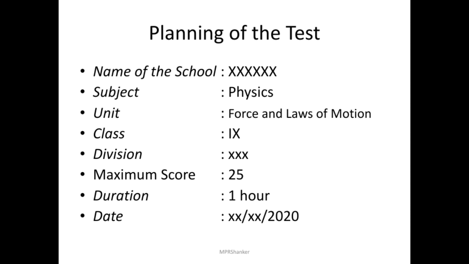Here, in the planning of the test, we first have to make preliminary details regarding the test, that is name of your school, subject, here we are taking physics as the subject, and unit. In this achievement test, we take the unit force and laws of motion of class 9. A maximum score is finalized to be 25. Duration of the test is 1 hour, and also the date of the test has to be mentioned in the preliminary details.